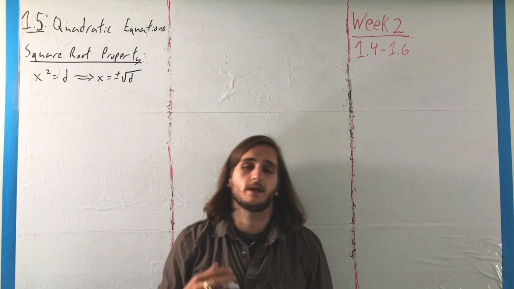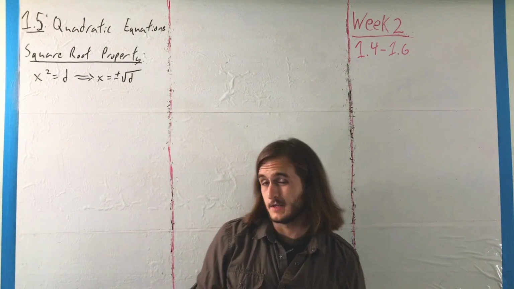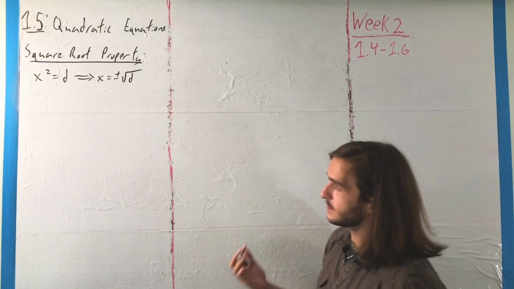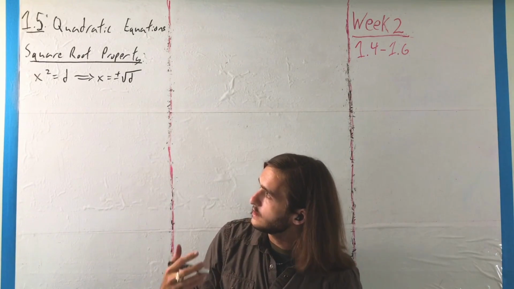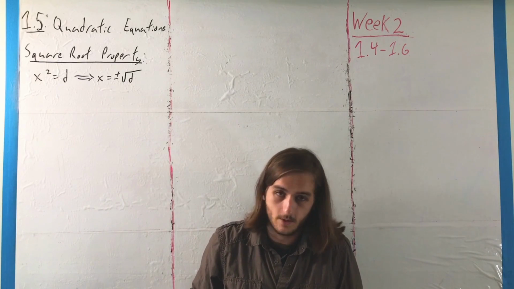Every now and then we will get truly lucky when it comes to quadratics. This doesn't happen very often. I'm not going to give you these very often because they're just not very interesting, but it is worth mentioning that if you have a quadratic in the form x squared equals d, then that tells you x is equal to plus or minus the square root of d.